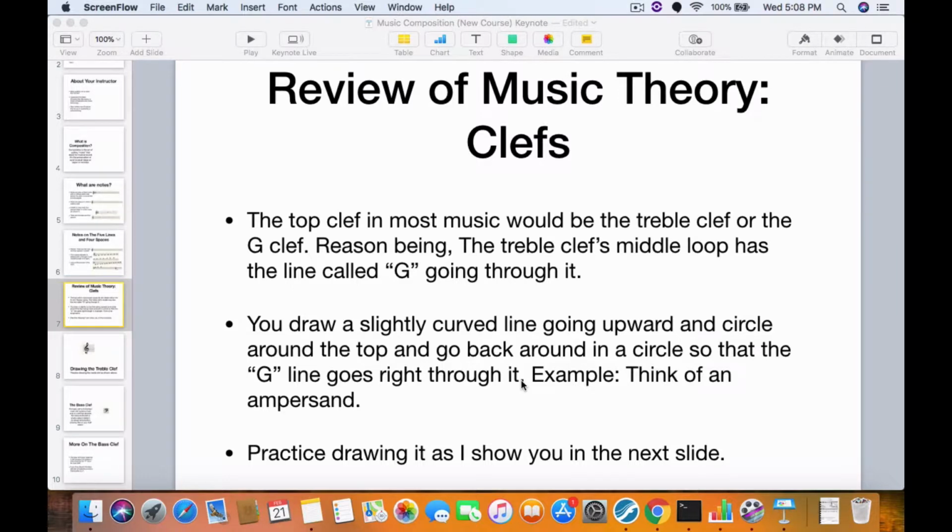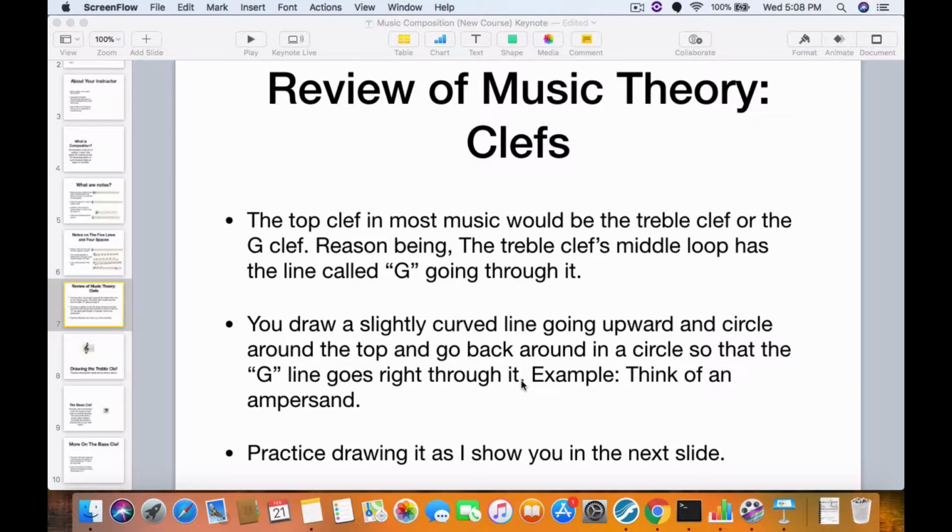So you already know if you've ever taken any music theory courses. If you haven't, welcome. This is a surprise for you. But if you have, you'll notice in scores you will have what are called clefs. The topmost clef in most piano music would be the treble clef or the G clef.